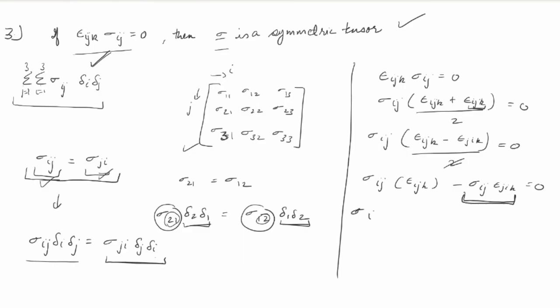So let us do that. Sigma Ij Eijk minus sigma ji Eijk is equal to 0. So this becomes sigma Ij Eijk is equal to sigma ji Eijk, so that this cancels out. So sigma Ij is equal to sigma ji.